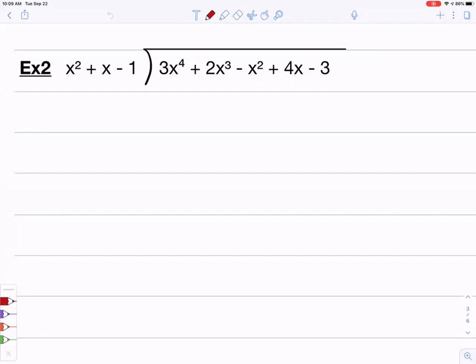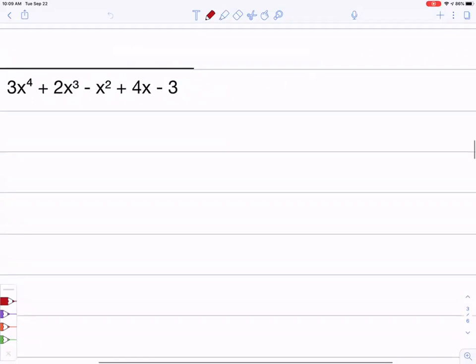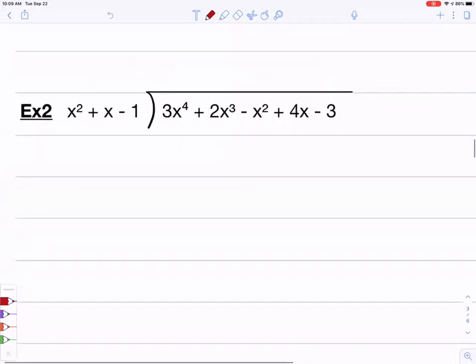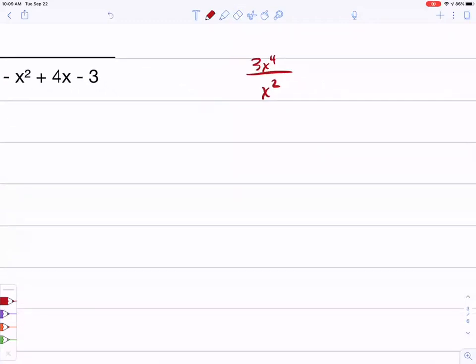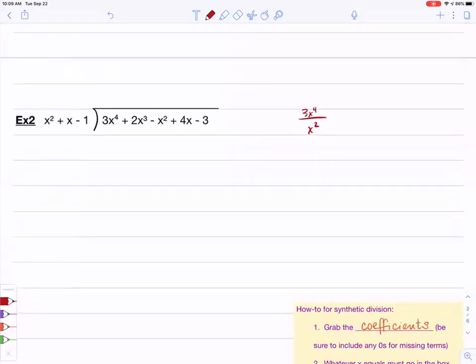Exactly. Divide the leading term by the leading term. So the leading term on the inside is the 3x to the 4th. The leading term on the outside is going to be the x squared. So we're going to divide 3x to the 4th divided by x squared. Now, when you divide your numbers, 3 divided by 1 is 3. And when you divide your letters, think about what you can cancel. What's x to the 4th divided by x squared? X squared. Okay, so when you divide, you're going to end up with 3x squared.